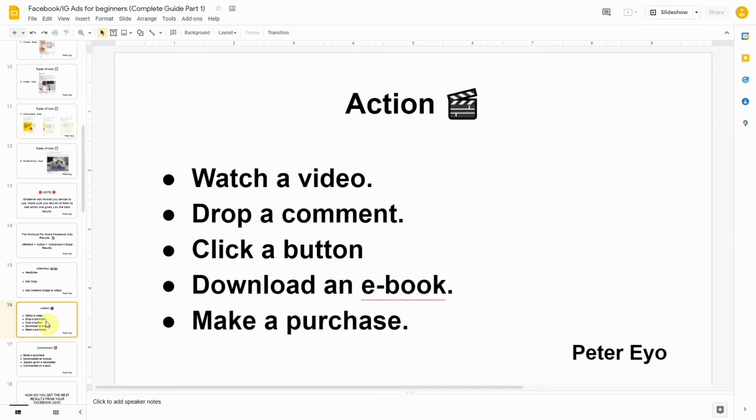One thing I want you to understand is whatever action you want them to take depends on your ad's objective. What do you want to achieve with that ad you are running? Are you trying to make them make a purchase? Whatever you want them to do, make sure you are very intentional about it before you run your ads. Ask yourself, what do I want this advert to do for me?